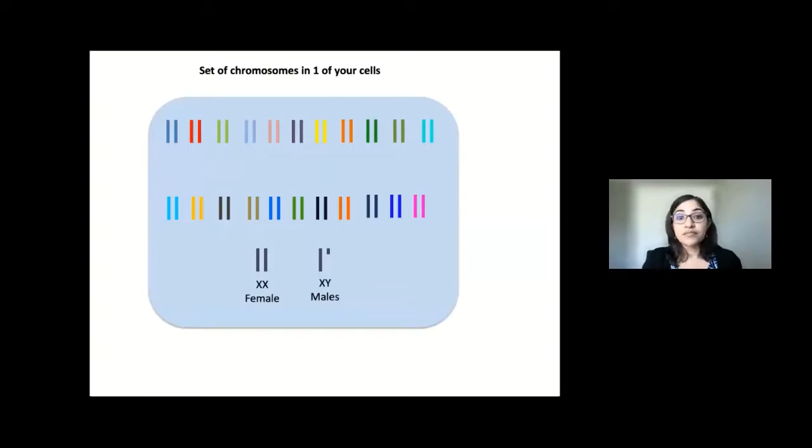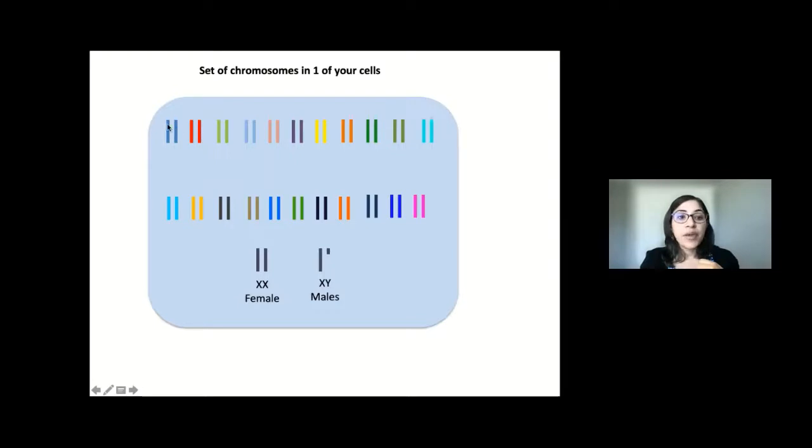So when I say chromosomes are our set of genetic information, what does that mean? This is a set of chromosomes in one of the cells in your body, okay? They are present in pairs. We have 22 somatic chromosome pairs, and then one pair is the sex chromosomes. When we say this is one pair, chromosome 1, chromosome 2, chromosome 3, we have two copies of each chromosome. One we get from our mom, one we get from our dad.